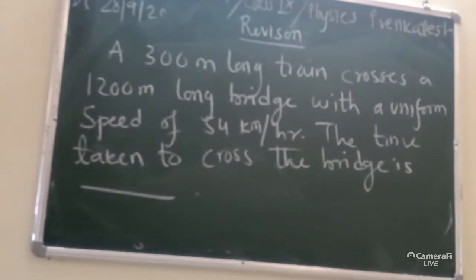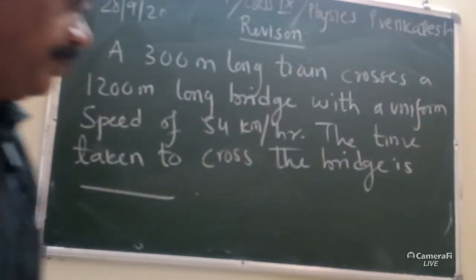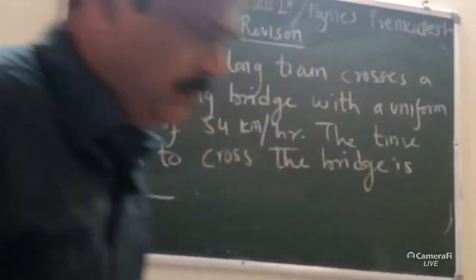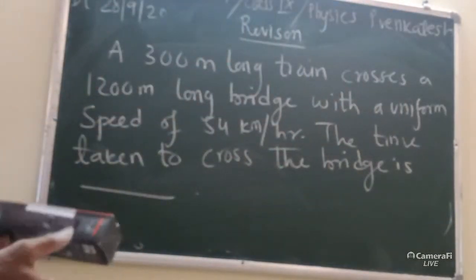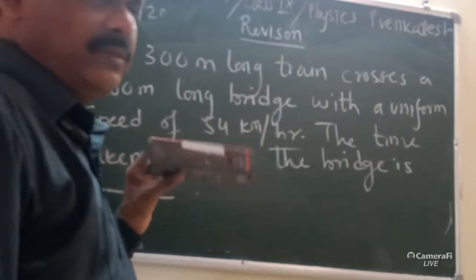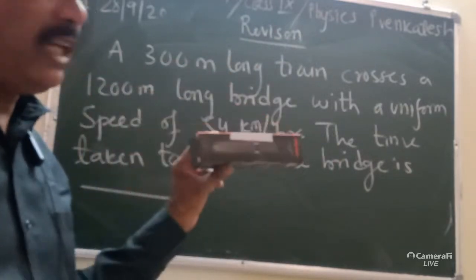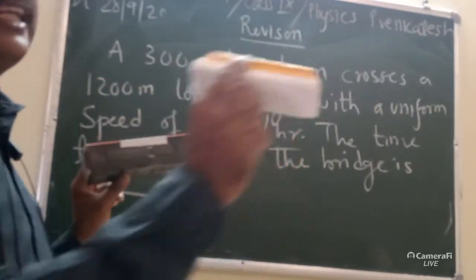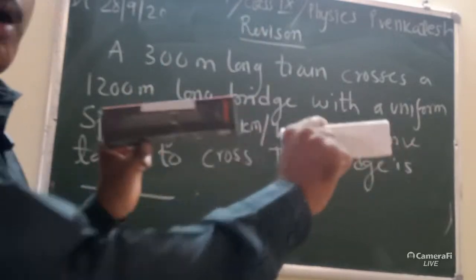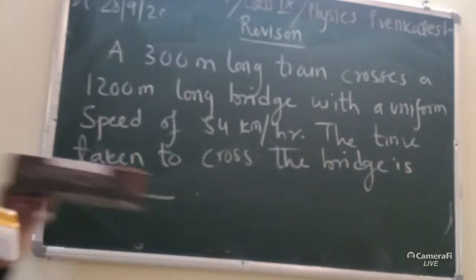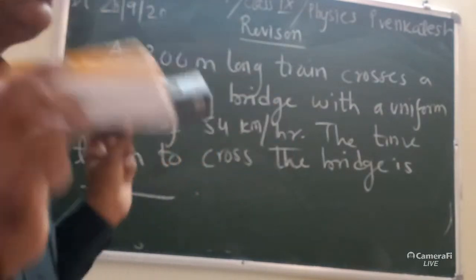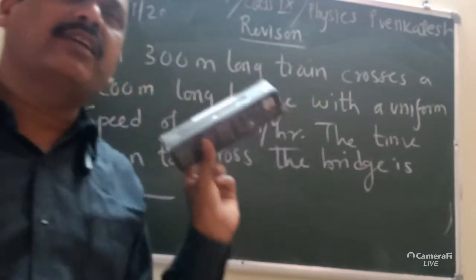See, this is very easy. A 300-meter long train. Suppose this is a bridge. This is your bridge, this is the train. Bridge is 1200 meters, and this is a train of 300 meters. Now, how much time will it take to cross this bridge?